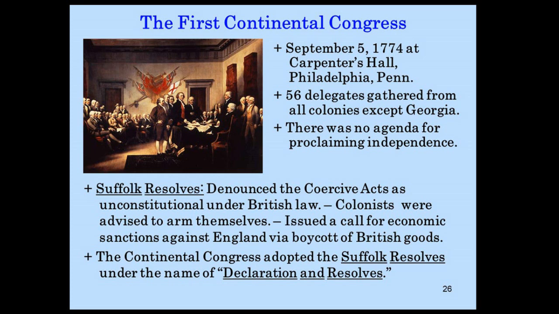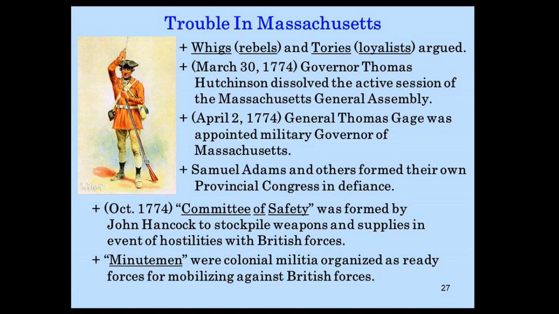So we move on to slide 27, the trouble in Massachusetts. That is where the polarization, or the intensification of conflict between Whigs, who were considered the Patriot rebels, and the Tories, who were considered loyalists to the crown. These are British citizens who believe that Parliament and the King are the ones who make the decisions, and even if they don't like it, they're going to fall in line.